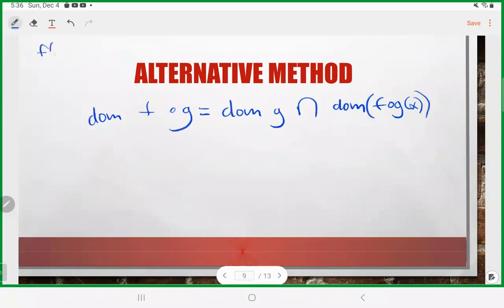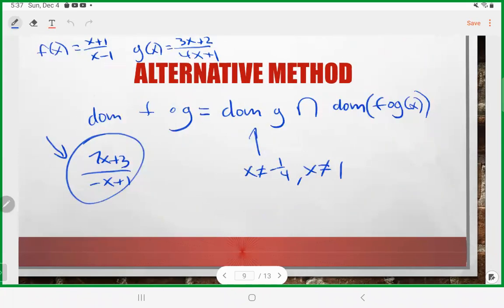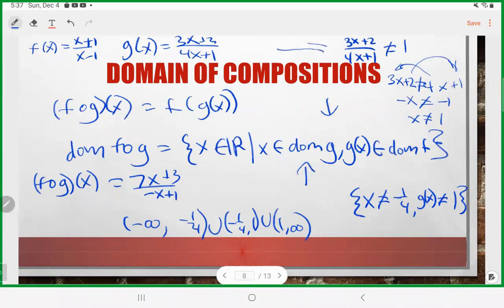What I mean is, we're just going to use the previous functions. And by the domain of f of g of x, I mean the domain of this individual fraction, which is more simplified. The domain of g is x cannot be equal to negative 1/4, and the domain of this is x cannot be equal to 1. So we get the exact same result as on the last slide. We're just intersecting those. This alternative method is just a faster way of doing this, without setting up the inequality.